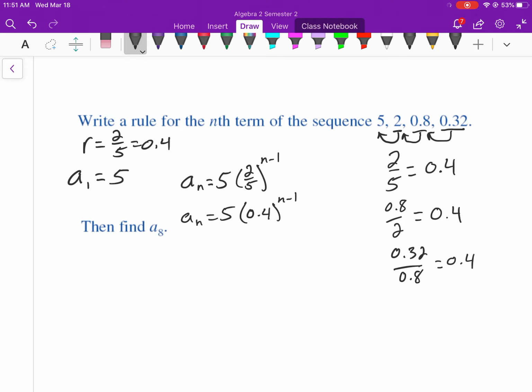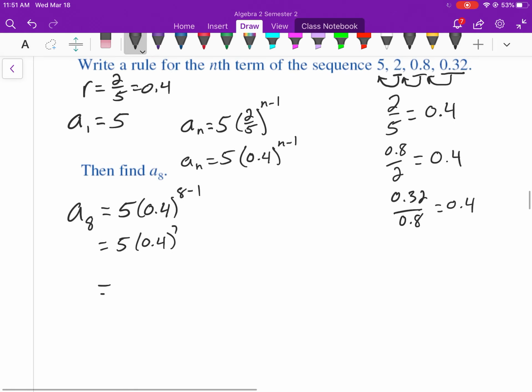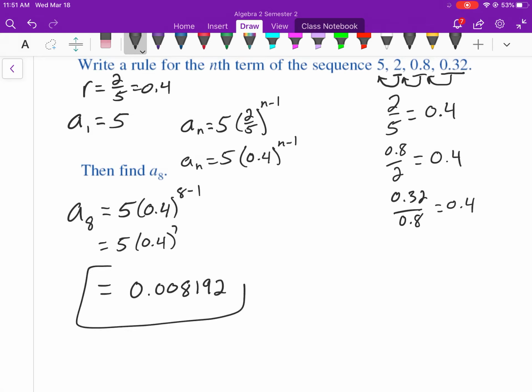Either way works. Now, finding that eighth term, so we're finding a sub 8, again, which is just referring to the eighth term of the sequence. All we're going to do is replace n with 8. So that's saying 5 times 0.4 to the 7th. Once you plug that into your calculator, you're just going to get 0.008192.